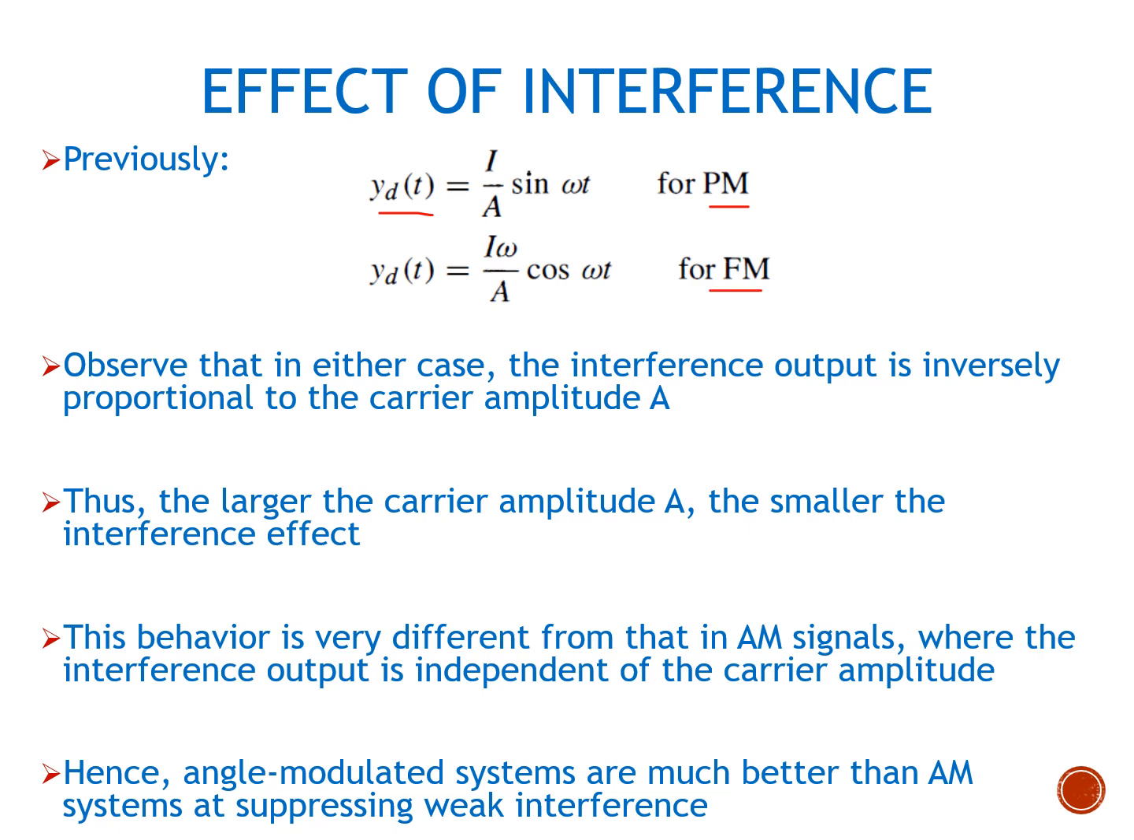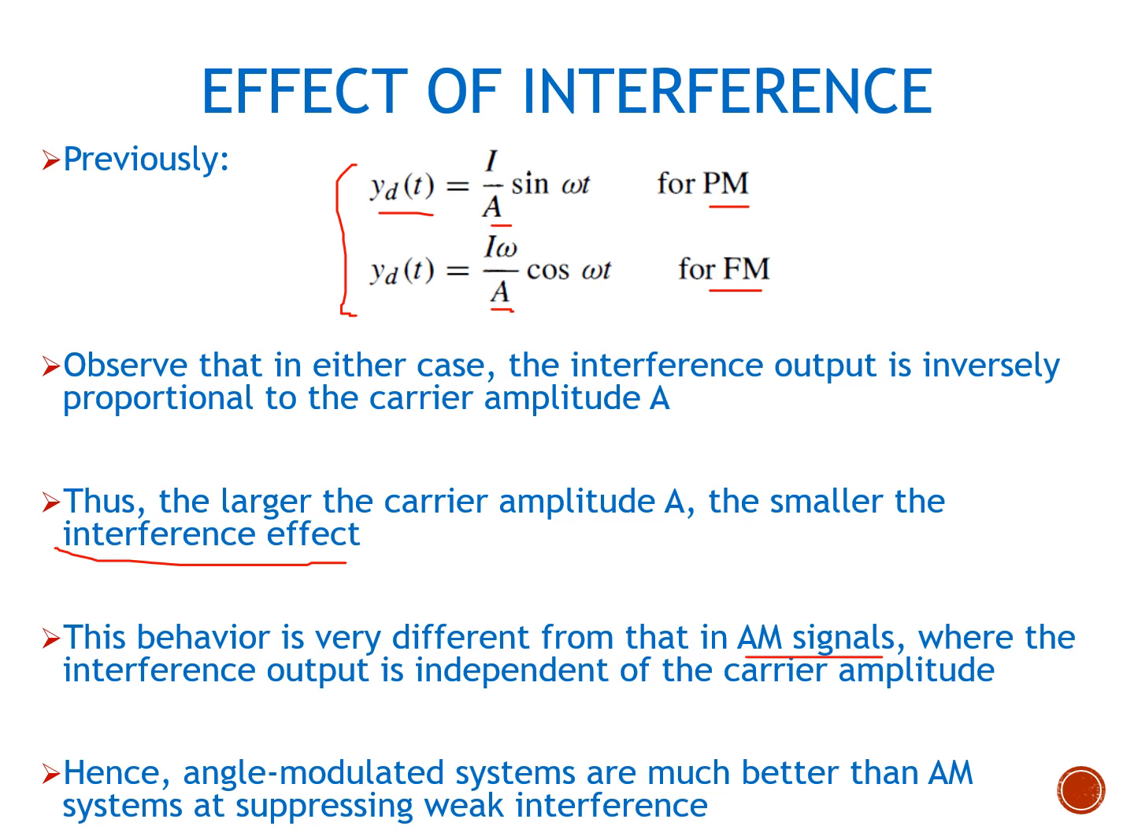for FM signals. It can be observed from these expressions that if the carrier amplitude A is high, the interference effect is small. The overall expression is small because the amplitude appears in the denominator. This behavior is very different from AM signals, because the interference is independent of the carrier amplitude in case of AM. Hence angle modulated systems are much better than AM systems at suppressing weak interference.